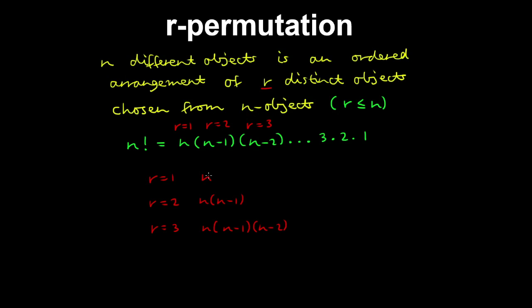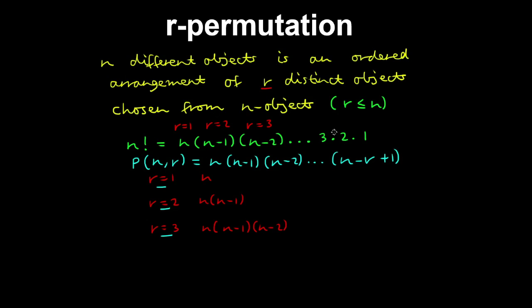So we can see that the number of permutations for r objects in general that are chosen from n, denoted as P(n, r), is equal to n by n minus 1 by n minus 2 and so on down to n minus r plus 1. So think about these three cases to be clear.